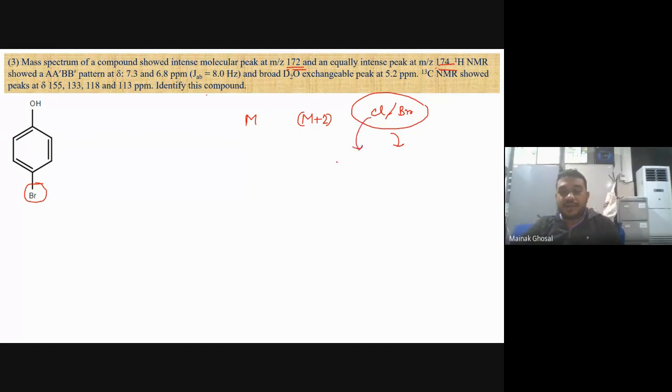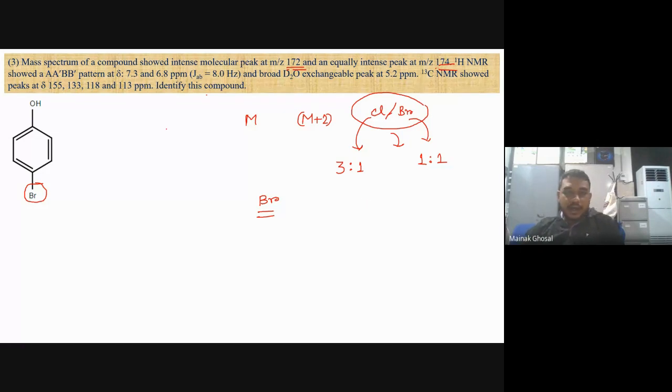Their proportion is 3:1 and 1:1. Yes, exactly. If chlorine is present, the ratio of the peak positions will be 3:1. But if bromine is present, the ratio will always be 1:1 because the two isotopes of bromine are almost equally abundant in nature. Since I am getting an M+2 peak, which indicates a halogen is present, and now I am getting a 1:1 ratio of these two peaks, it indicates that bromine is present. So first I come to the conclusion that bromine is present.